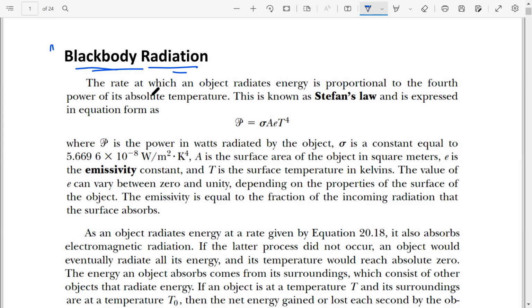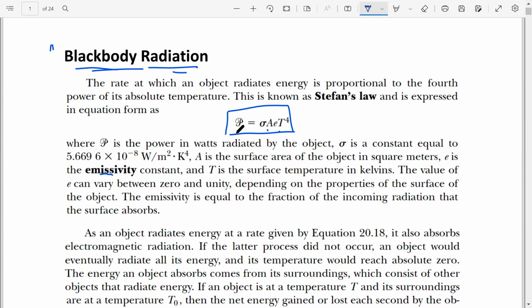So in summary, you have just this formula. This is the power. This is the Stefan-Boltzmann constant. It's just a constant, and it will be given to you during the Olympiad. This is the cross-sectional area A, all described at the bottom. E is something called the emissivity constant. And T is the temperature in kelvins.